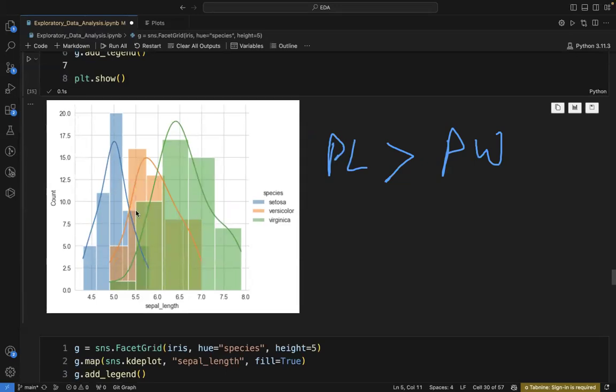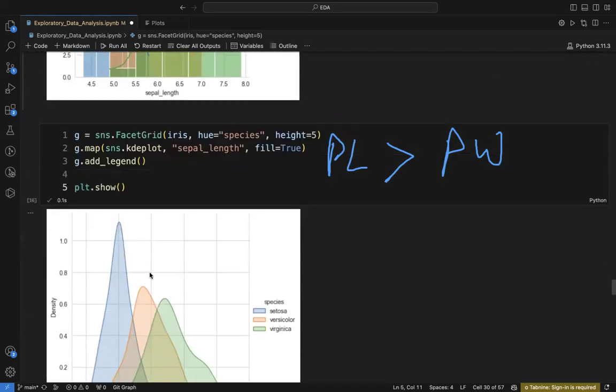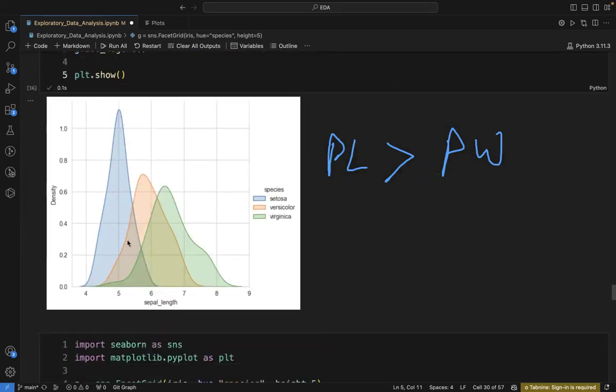There is this much overlap. Fine. And there is also overlap between setosa and virginica. This is setosa and this is virginica. So there is also overlap between setosa and virginica. If you look here, you can see it clearly. This is my setosa, and there is an overlap of setosa and versicolor.